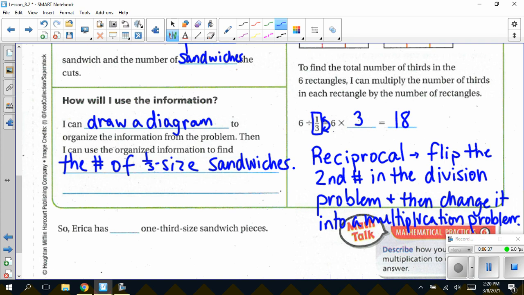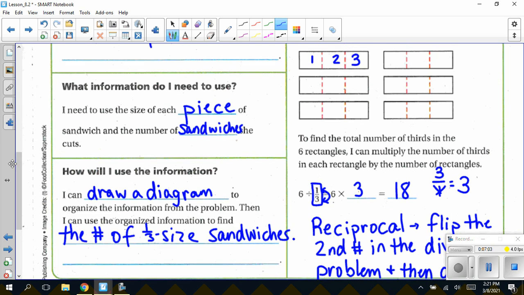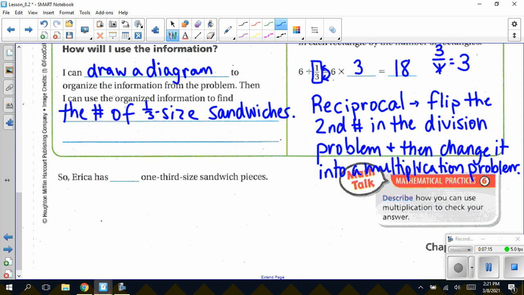We know that 3 over 1 is equal to 3. And so because my 6 is a whole number, I don't need that denominator of 1 anymore. So I'm just going to show now that my multiplication problem is set up 6 times 3, and that gives me 18. And if you recall, up from the picture, if I counted each of those 1/3 size sections, I have 6 sandwiches, each cut into 1/3 size sandwiches. Now make 18 of those 1/3 size sandwiches. So my final answer, Erica has 18 1/3 size sandwich pieces.